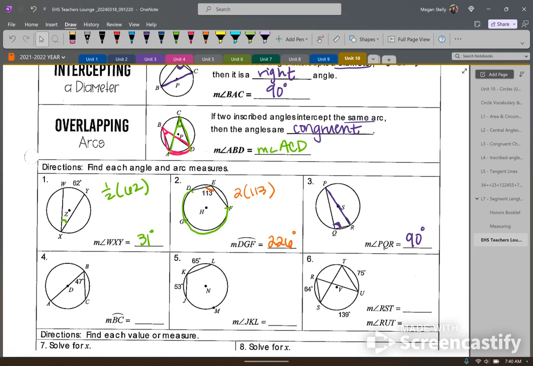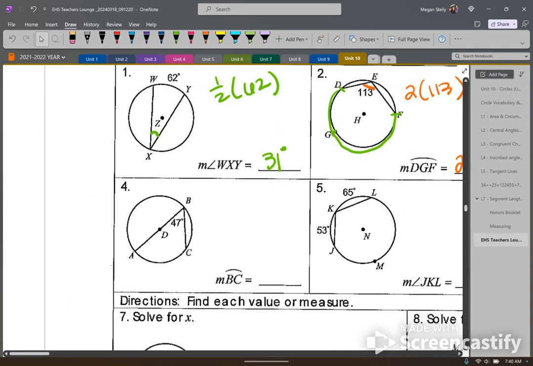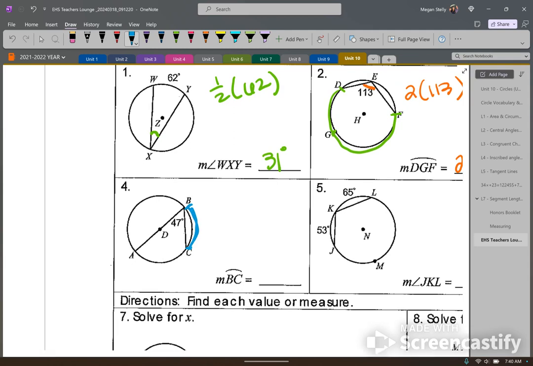Number 4, we want to find the measure of arc B to C. Now, how do we do that? Well, we know the angle right here is 47, so its intercepted arc is double 47, that's 94. This is a diameter, so this is half of a circle, so 180 minus 94. We get 86 degrees for the arc.